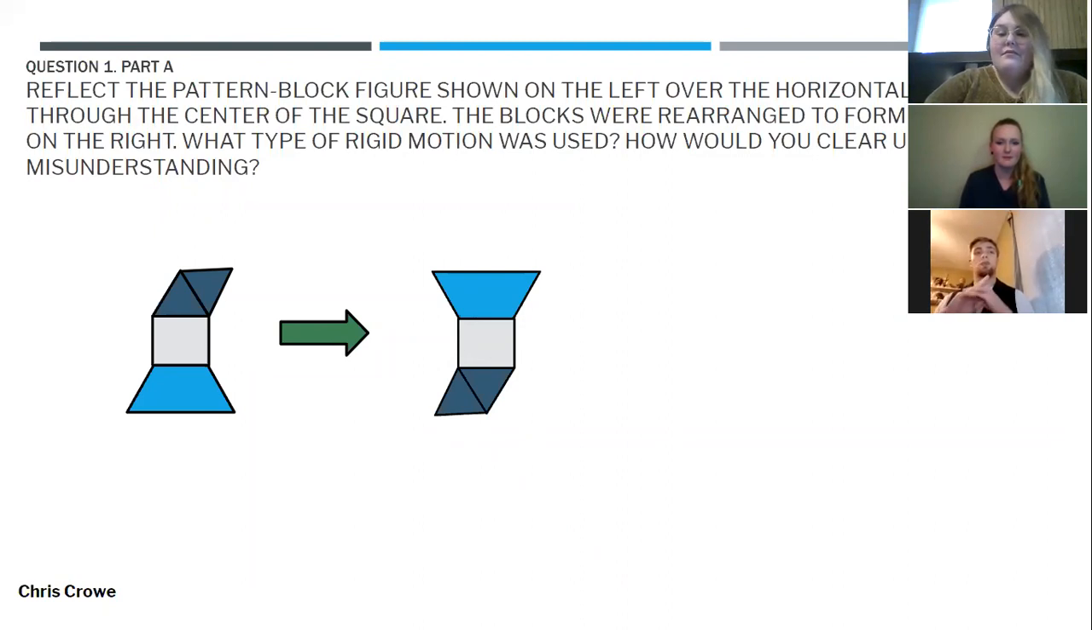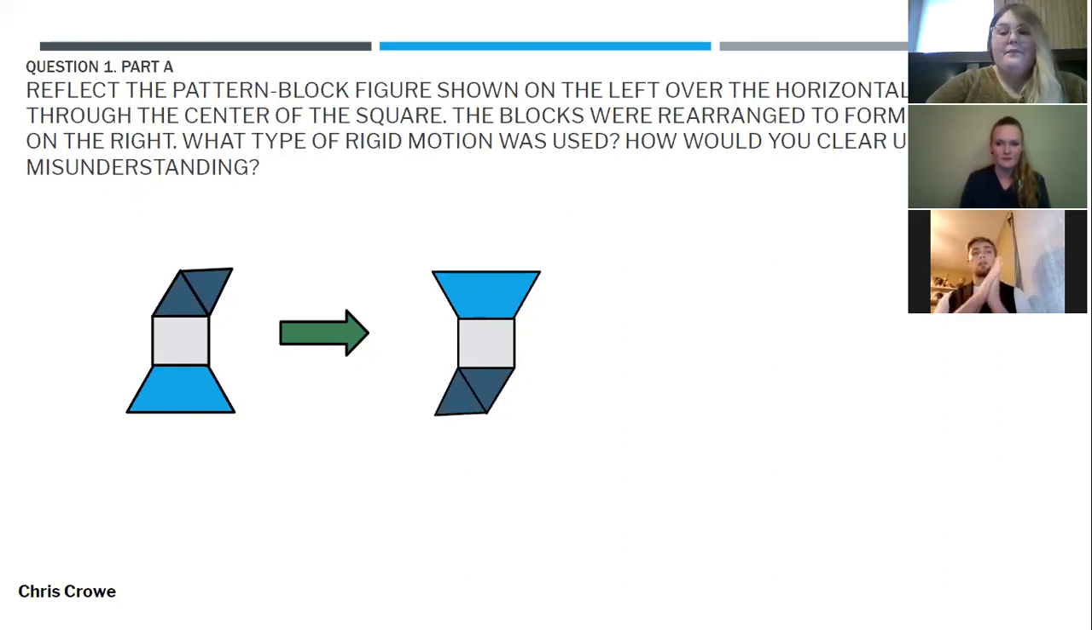So, for example, we have this figure right here. We see it starts out with trapezoid on the bottom, square middle, and then two triangles to form the top. And then over here, it has been changed in some way. Now, the question says that the goal was to reflect it over the horizontal line through the center of the square. Now, the goal of this question is to answer, is this a reflection? And if it isn't, what is?